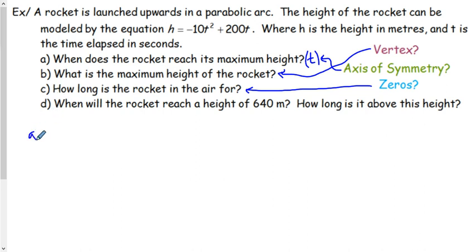Okay, let's jump in. Here's A. When does it reach its maximum height? That's going to be the time. That will be our x coordinate of our vertex, or in this case, our t coordinate. So I'm going to say t is going to be equal to negative b over 2a. That's our formula. So what's our b value here? Well, a is going to be negative 10, b is going to be 200, c is 0. There is no c value there. So negative b is going to be negative 200 over 2 times negative 10.